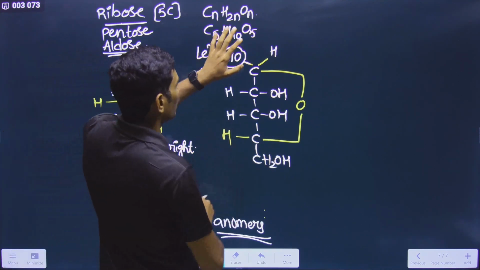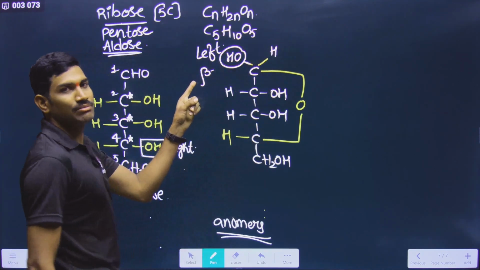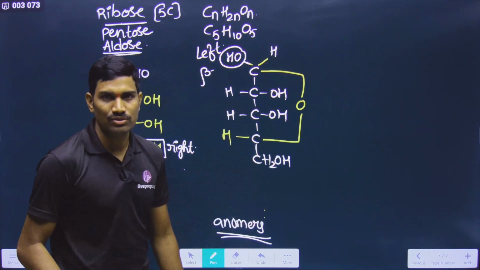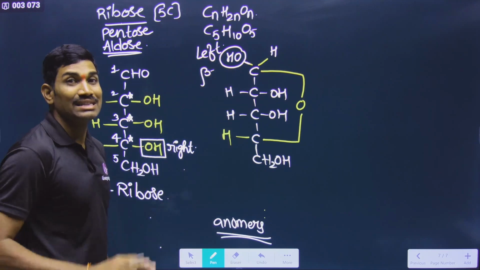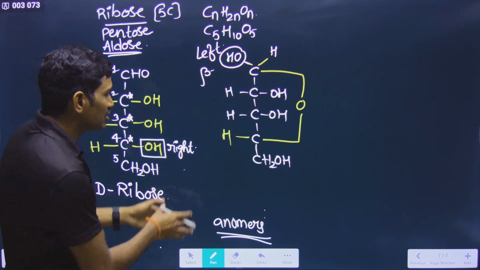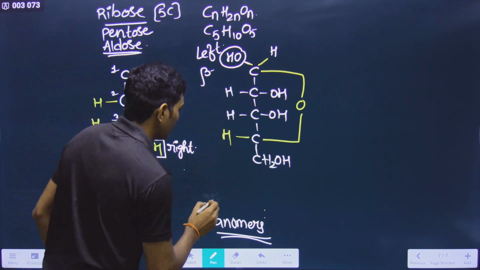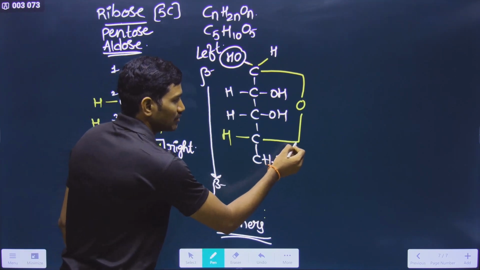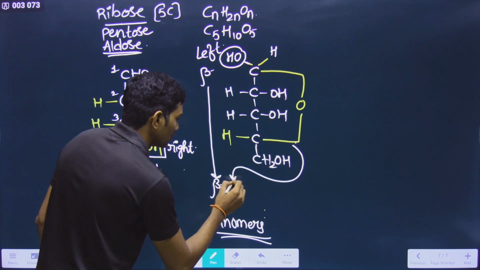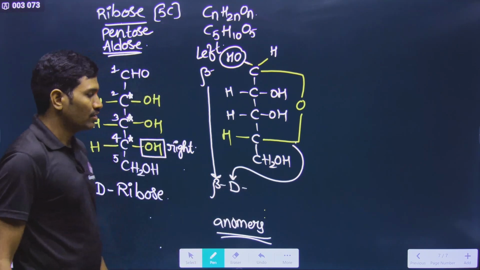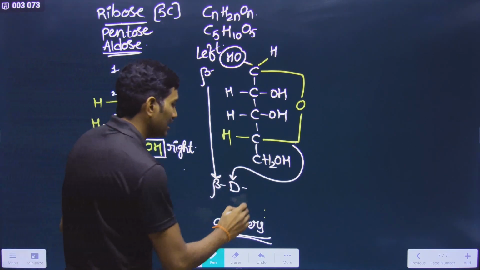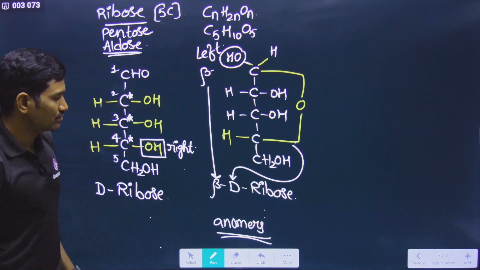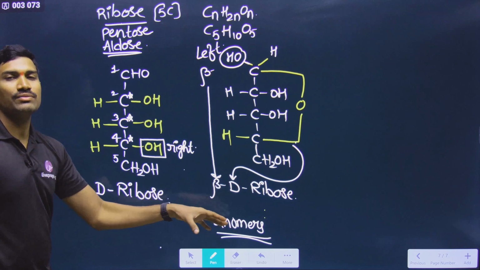So here what happens? OH on the left side, H on the right side, it is the beta form. Suppose reverse, OH on the right side and H on the left side, then that will be the alpha form. But in the case of RNA, what type of form is present? Beta form is present. Because of this, it is beta. And here actually on the right side, OH is there, right? So that's why it is capital D. Beta capital D ribose. Understood or not? So in this way it is present.